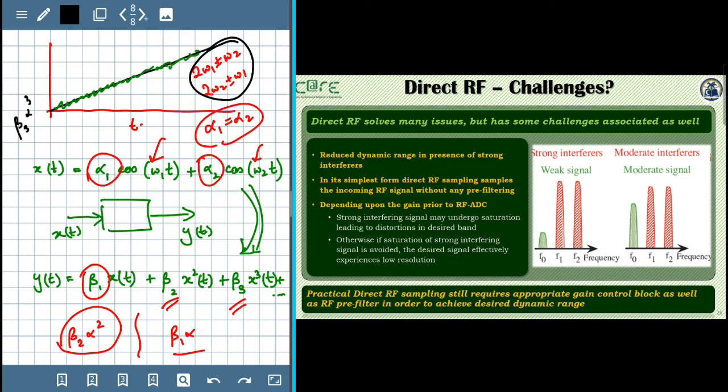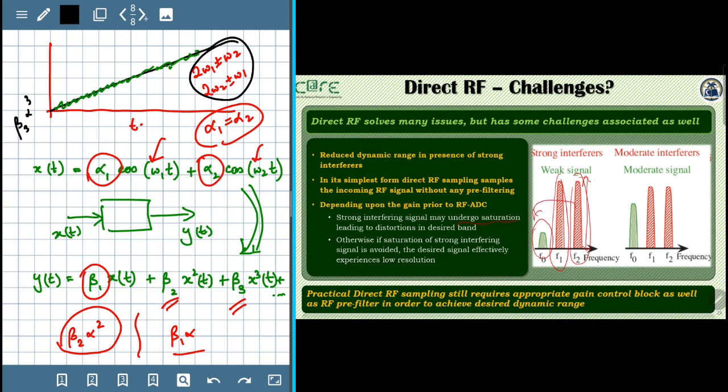So for instance, consider this case where we have the desired signal in green at F0, and there are two strong interferers at F1 and F2. In order to be able to safely process the signal, in order to be able to directly sample this signal, receive signal at ADCs, we need to ensure that the gain is adjusted in such a manner that ADC does not enter into saturation because of these strong signals. So the gain cannot be high, because otherwise these strong signals may undergo saturation, and that saturation will lead to distortions in the desired band as well.